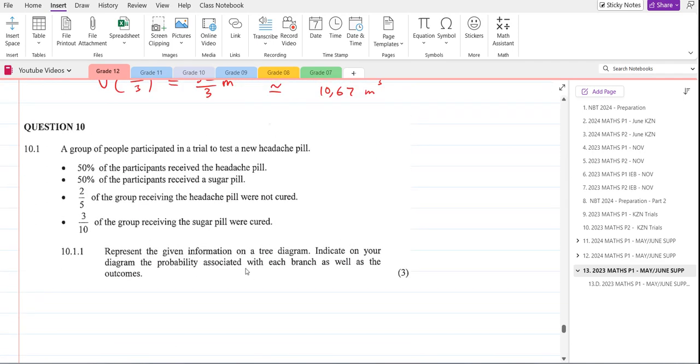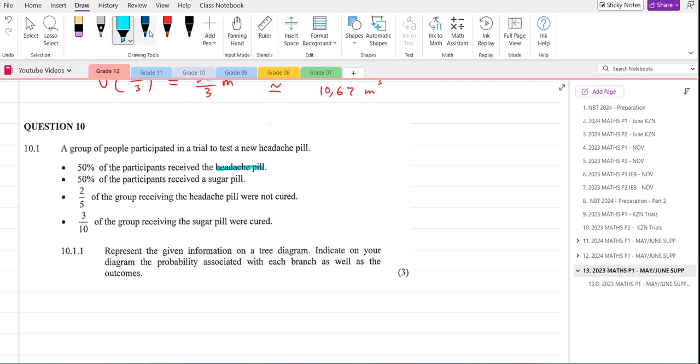Right, let's continue on to question number 10. A group of people participated in a trial to test a new headache pill. 50% of the participants received the headache pill. Let's call headache H. And 50% of the participants received the sugar pill. Let's call it S. 2/5 of the group receiving the headache pill were not cured. So I'm going to use not cured, C with a not. And 3/10 of the group receiving the sugar pill were cured. So I'm just going to use C for cured and not C for not cured. I hope you guys understand that.